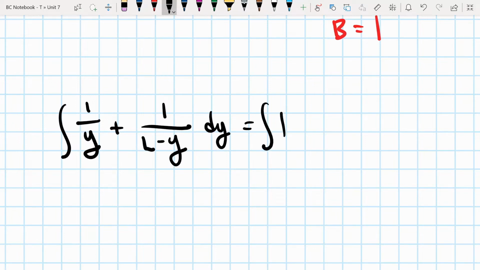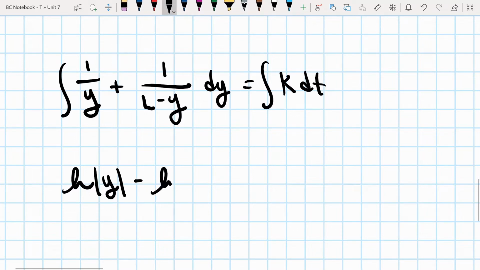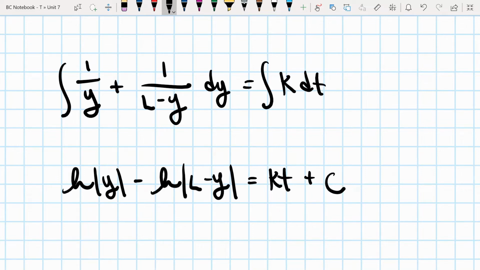And the right-hand side is still the integral of k times dt. So the reason why we did the partial fraction decomposition is because now this is in a form that we can easily integrate. So let's integrate both terms here. The integral of 1 over y is the natural log of y, plus, well, it's actually going to be negative because you can do a u substitution here. And what will happen is a negative will get pulled out, and we get minus absolute value of L minus y is equal to k times t plus some constant c.